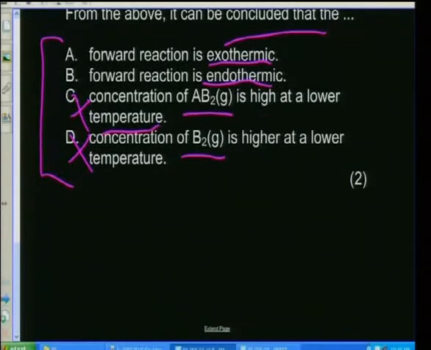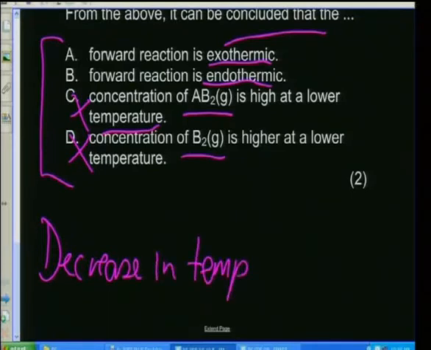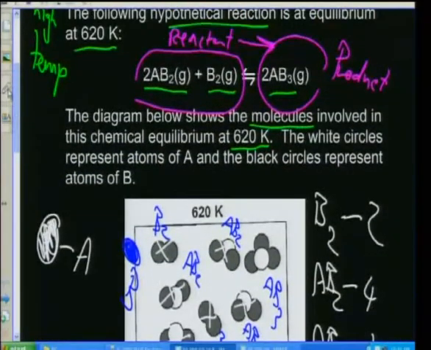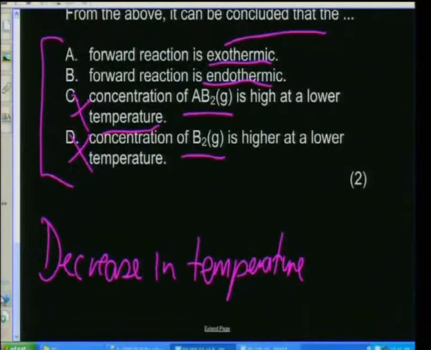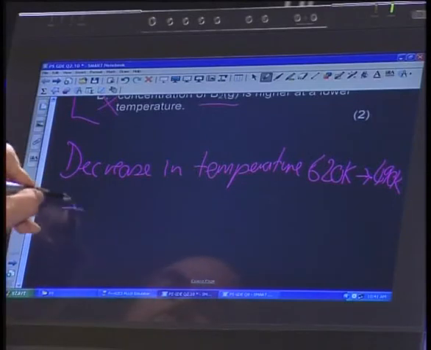So now we're left to decide, is the forward reaction endothermic or exothermic, and how are we going to do that? Well, it's not difficult. What we need to recognize is that we have a decrease in temperature. We all recognize that there was a decrease in temperature. It went from, remember, a high temperature of 620 Kelvin to 490. It went from 620 Kelvin to 490 Kelvin. So we know it's been a decrease. Decrease in temperature.